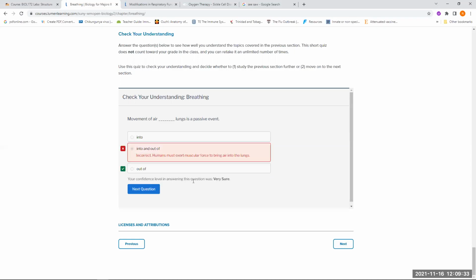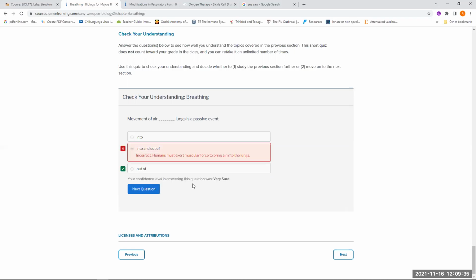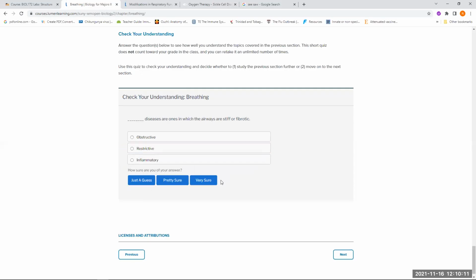I'm very sure. Humans must exert muscular force to bring it in. What we're talking about is diffusion, the process, right? It's a process, but you really do have to exert muscular force to bring air into the lungs. So it's really just out of. But if you were talking about passive as it relates to the movement of oxygen into and out of the lungs without the need for muscles, yes. But what they're pointing to is that the muscles burn energy. So in that regard, okay.